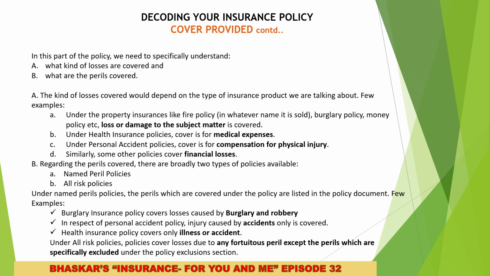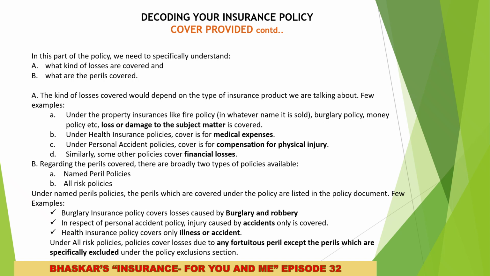In this part of the policy, we need to specifically understand what kind of losses are covered and what are the perils covered. The kind of losses covered would depend on the type of insurance product. I'll give a few examples. Under property insurance like fire policy in whatever name it is sold, burglary policy or money policy, etc., loss or damage to the subject matter is covered. Under health insurance policies, cover is for medical expenses. Under personal accident policies, cover is for compensation for a physical injury. Similarly, some other policies cover financial losses.